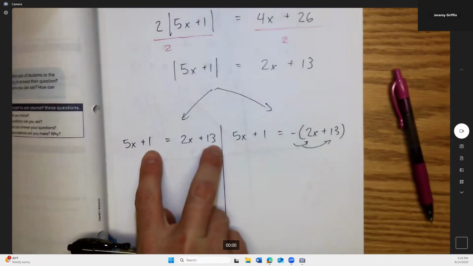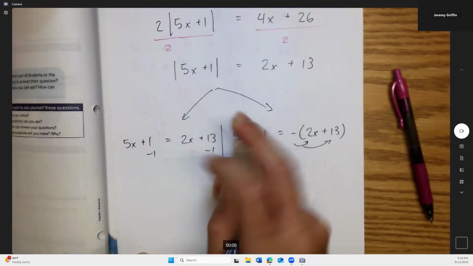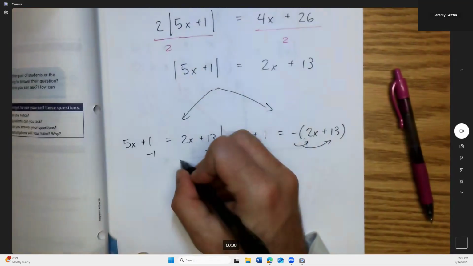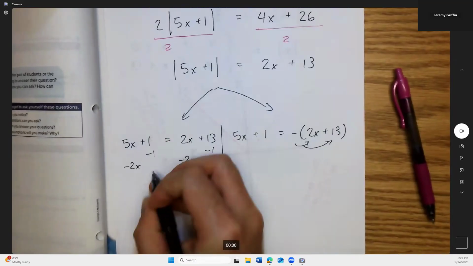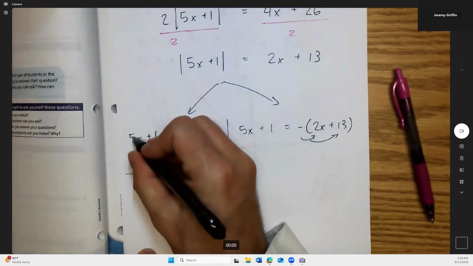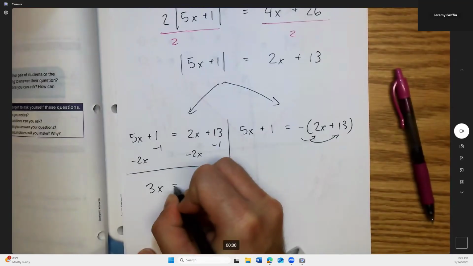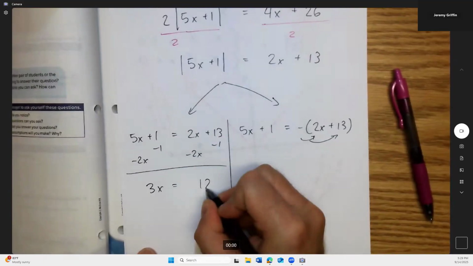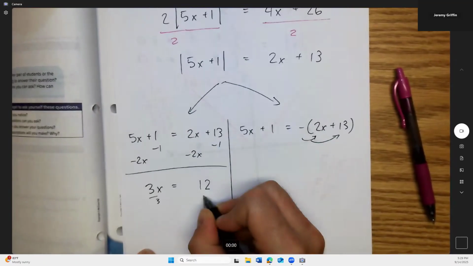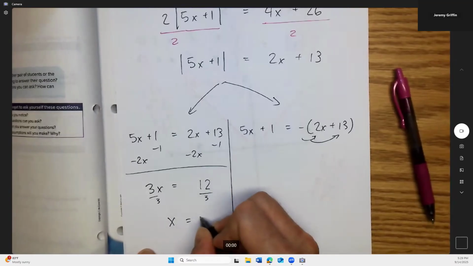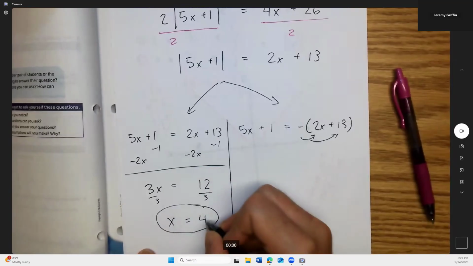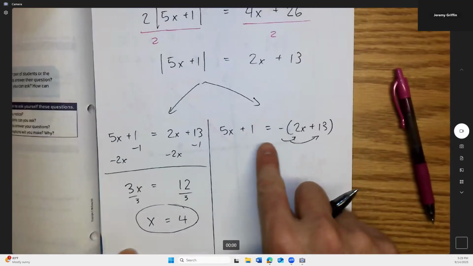Let's see, subtract 1 from both sides. While I'm at it, I'll subtract the 2x from both sides. On this side, it gives me 3x, and a 12. Divide both sides by 3. Again, x is equal to 4. All right, so hold on to that. It's probably going to work. But let's try over here.